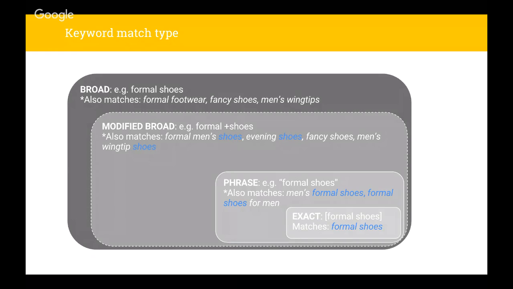And we'll also look a little bit at words that are kind of related. So formal shoes might match with evening shoes, because they're kind of in the same vein. So there's a lot more flexibility there, and a lot more opportunity for you to match with what people are looking for. The possible downside is that you're going to get a lot of reach, and you might also find things that are less relevant.